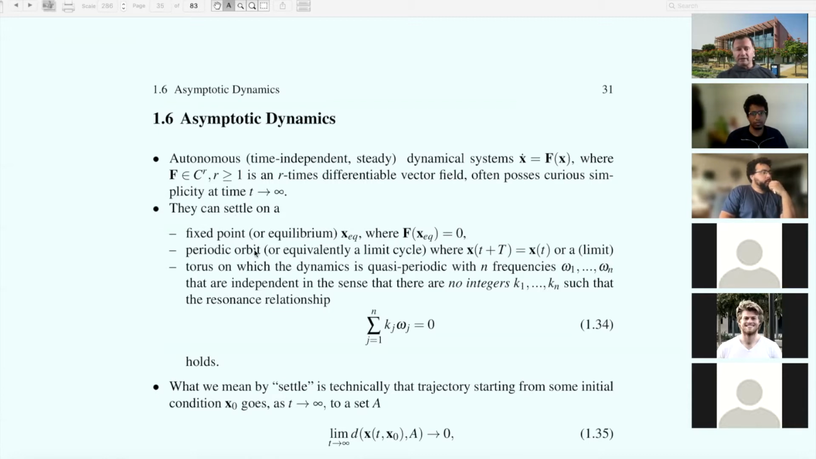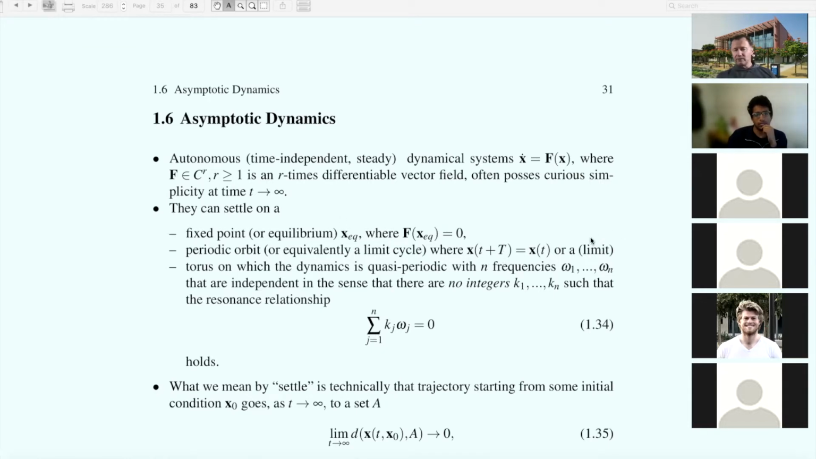We have more complicated things, periodic orbits, equivalent to what we call a limit cycle, where the dynamics, asymptotically speaking, has a trajectory with this periodicity, x of t plus capital T is equal to x of small t. I did notice in the meantime that I labeled a discrete map with capital T as well, so please don't confuse the two. This is meant to be a period.